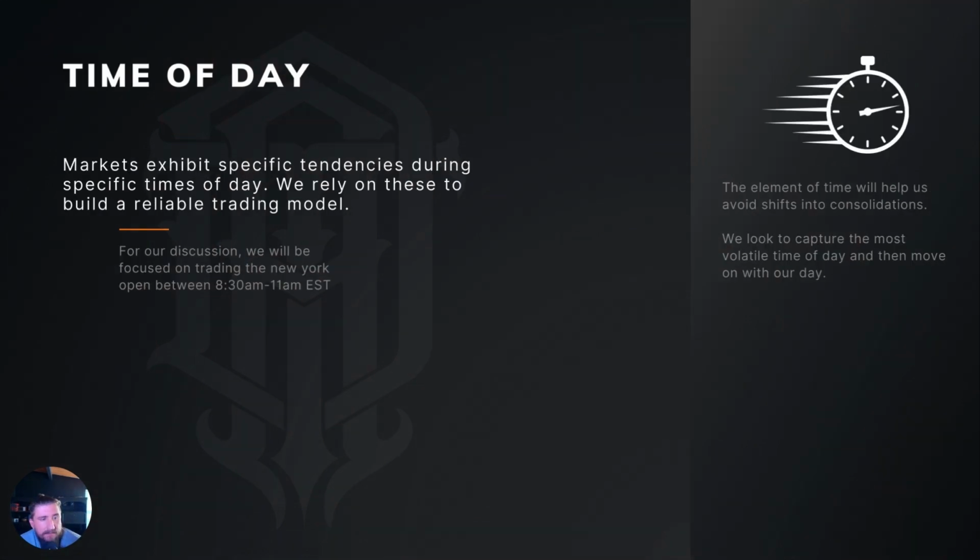Moving into time of day, there are specific tendencies during specific times of day. We will rely on these to build a reliable trading model. For our future discussions, we will be focusing on trading the New York Open between 8 a.m. and 11 a.m. Eastern. The element of time will help us avoid shifts into consolidation. We want to look to capture the most volatile time of day, and then we want to move on with our day. We don't want to be stuck to these charts. Our goal is to be in and out, get the most for what we can, and keep it moving.